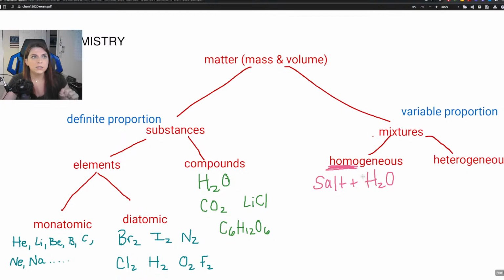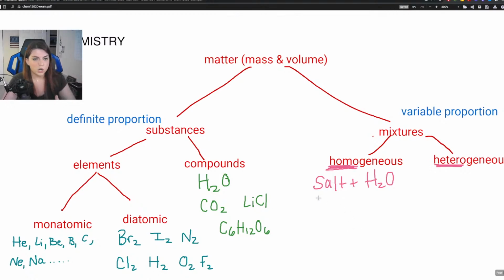There's two versions of homo. One is Greek and one is Latin. I think Latin is man and Greek is same. It's same and different. That's what the homo and hetero mean. So homo is the same throughout.